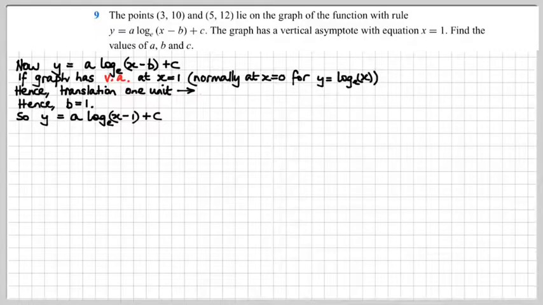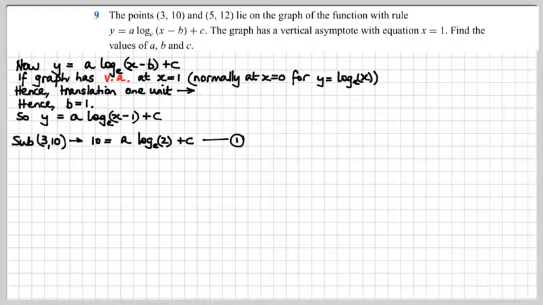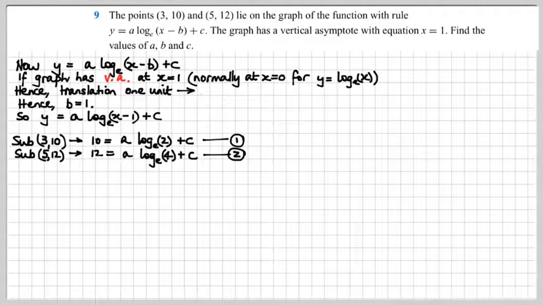So now we're down to 2 unknowns. Well, this should be perfectly doable. So I suggest we just proceed now and substitute our 2 points in. We substitute (3, 10), we get that. We substitute (5, 12), what do we get? That, don't we? Yes, we do.